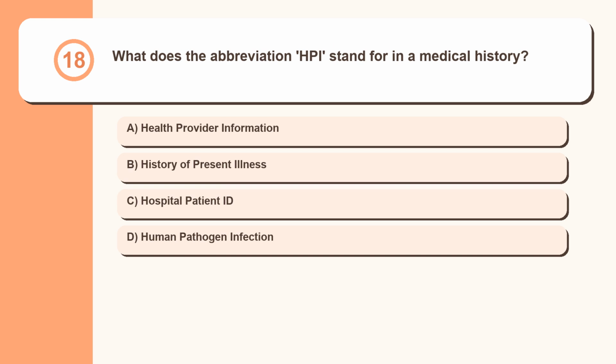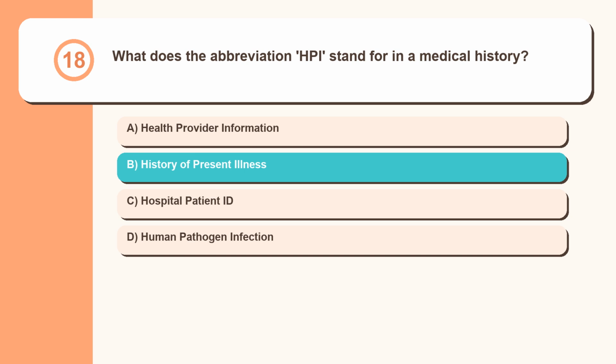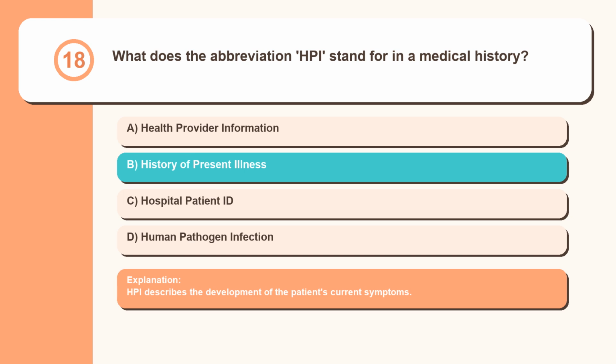Question 18. What does the abbreviation HPI stand for in a medical history? Health provider information. History of present illness. Hospital patient ID. Human pathogen infection. HPI describes the development of the patient's current symptoms.